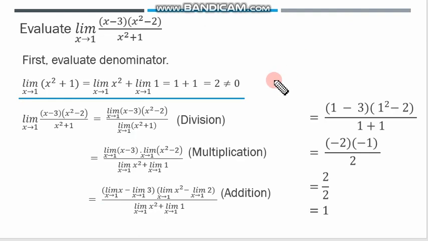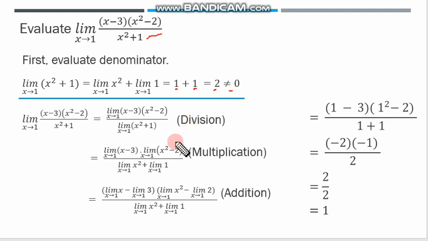So the limit of x minus 3 times x squared minus 2 over x squared plus 1 as x approaches 1. Let's evaluate the denominator first. So the limit of x squared plus 1 as x approaches 1, that's individually x squared, which is 1 squared, so 1. And then limit of a constant is the constant itself, that is also 1. So 1 plus 1 is equal to 2, which is not equal to 0. So we can proceed on solving the rational function.